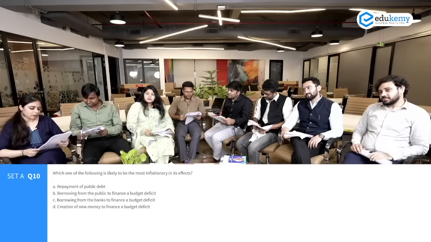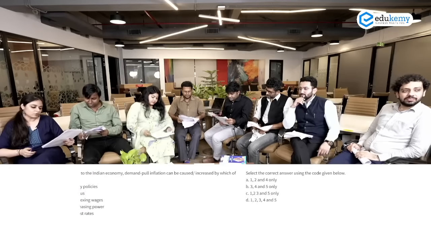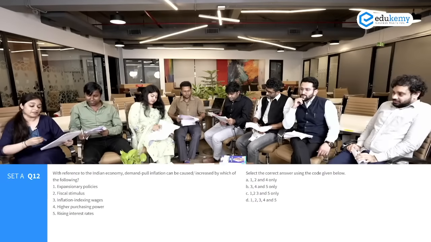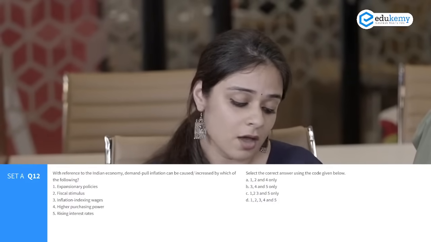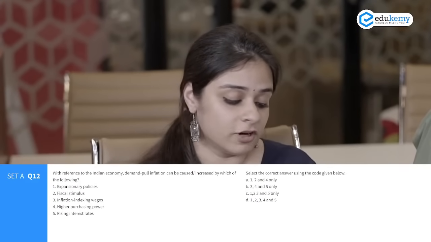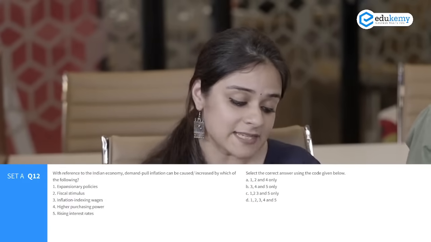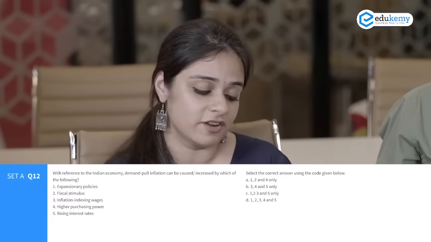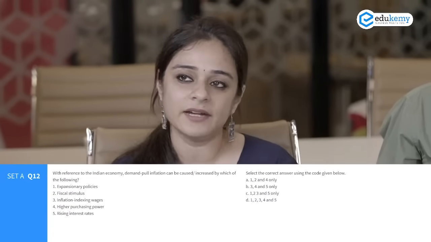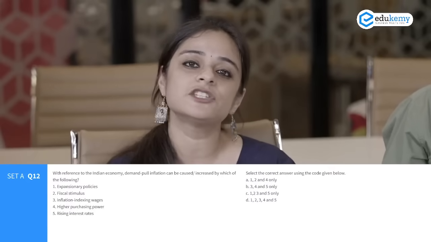Moving on to question 12, which talks about demand-pull inflation in the economy. Again, I would like to use this approach when there are 5 options. How I would start is by eliminating the answers which I think will not work. Rising interest rate would certainly not lead to this. If you eliminate option 5, that is rising interest rate, B, C, D stand eliminated. And here we come to option A, which is the right answer.